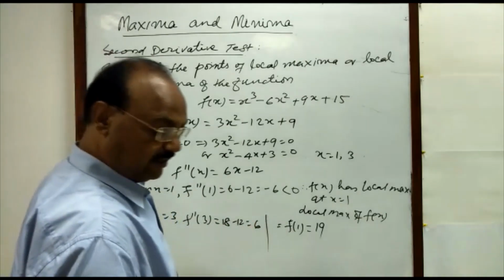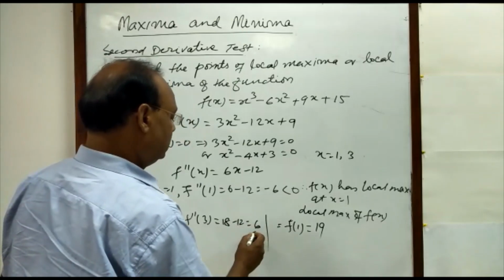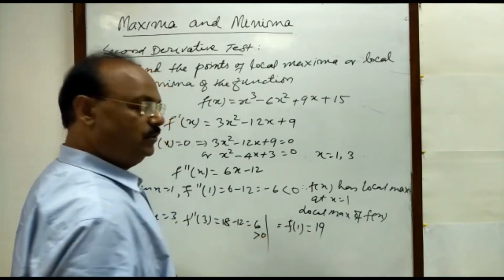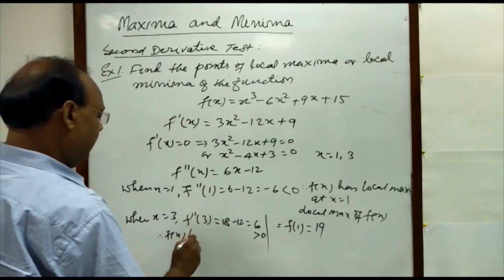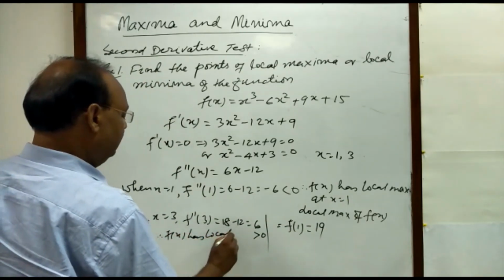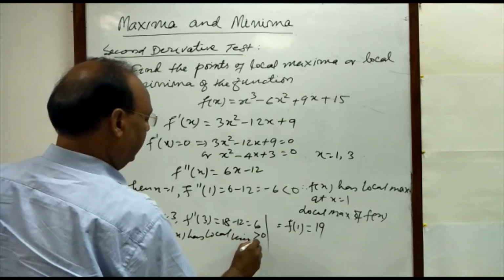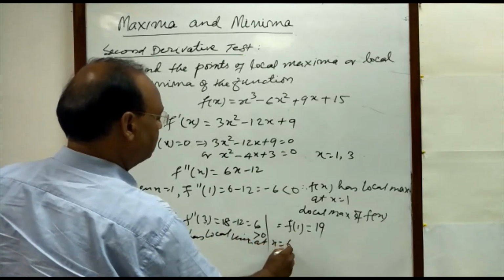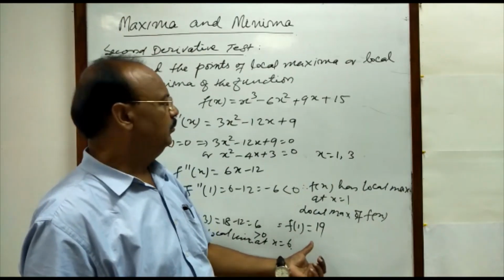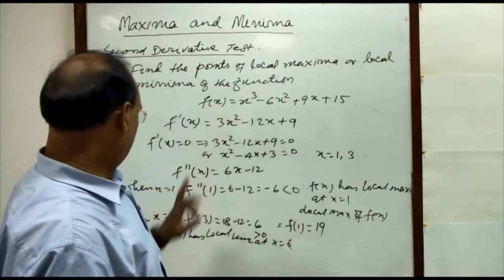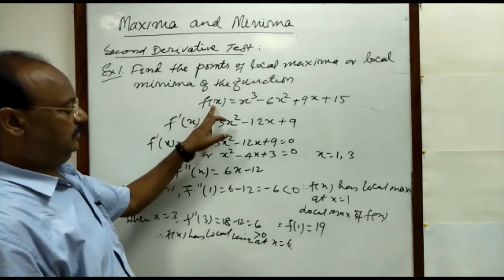So this is greater than 0. This 6 is greater than 0. Therefore, this function f(x) has local minima at x is equal to 6. Now we can evaluate local minima by putting x is equal to 3 here.